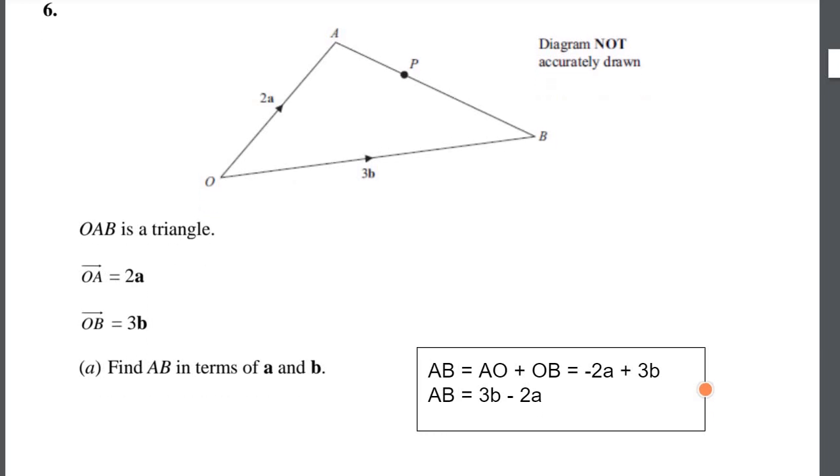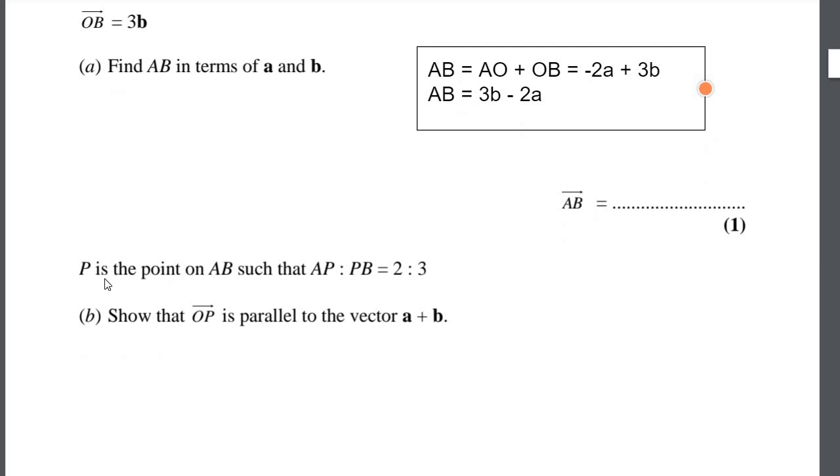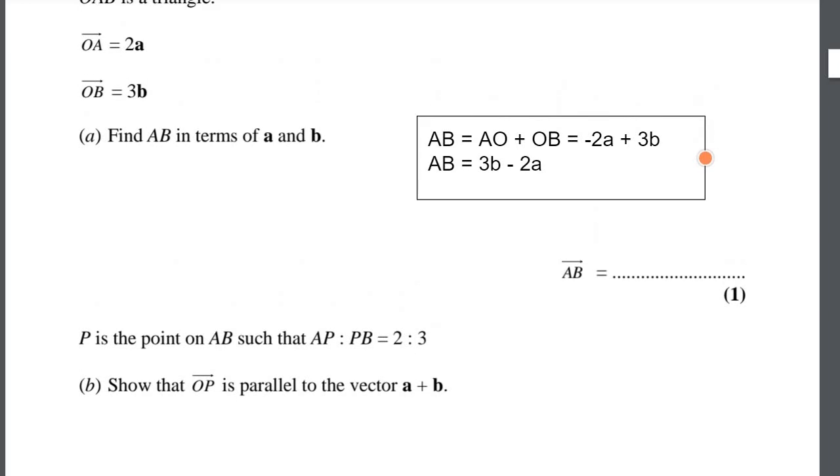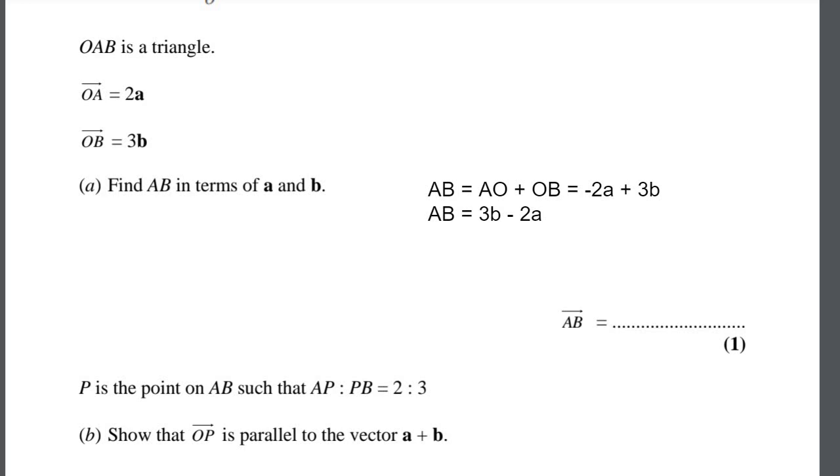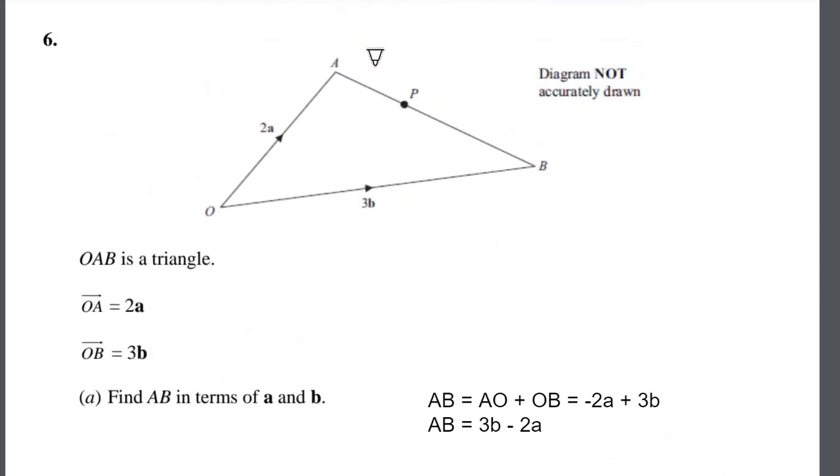And then P is the point on AB such that this ratio. So let's see, we have a point P on AB. The ratio happens to be 2 to 3. So the length of AP and the length of PB is in the ratio of 2 to 3. So if this is 2, then this is 3.